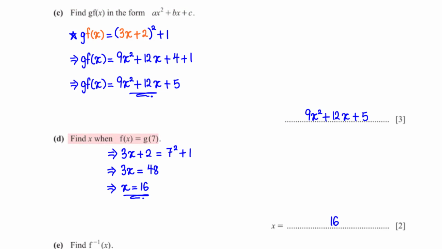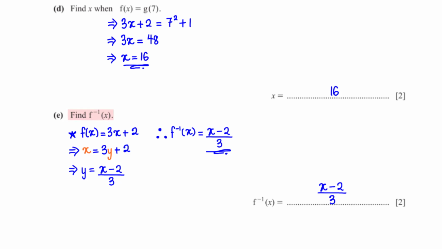Find x when f of x equals g of 7. F of x is 3x plus 2 and g of 7 is 7 squared plus 1. When we subtract 2 from both sides, we get 3x equals 48. When we divide both sides by 3, we get x equals 16.